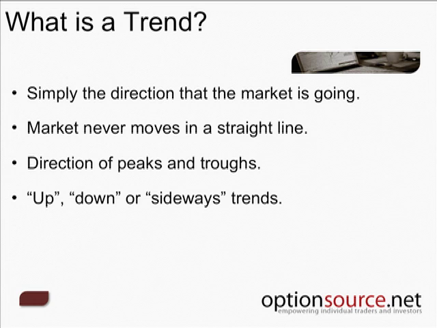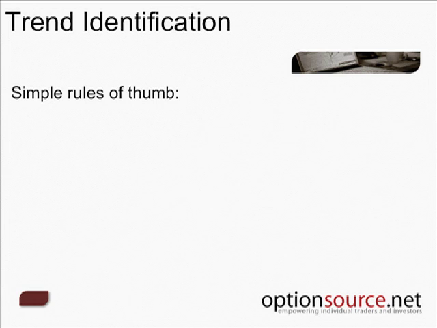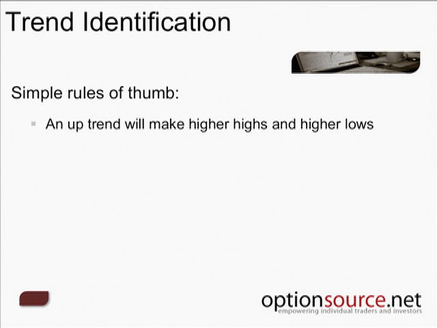But in the options world, we can actually take advantage of sideways trends that allow us to implement strategies such as the iron condor or other various options writing strategies. So, simple rules of thumb, and this really is extremely simple, but you'd be amazed at how often people overlook this. An uptrend will make higher highs and higher lows. It's as simple as that.